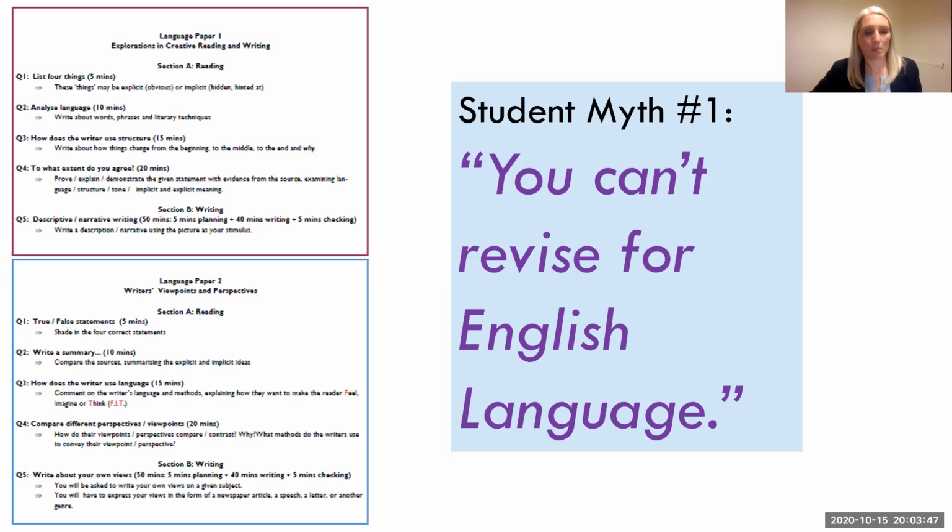And then in section B, the student themselves become the writer and they write a piece from their own perspective, giving their own viewpoint. The slight added difficulty with paper 2 is that you're dealing with 2 texts rather than just the one. So there's that comparative element in there, and timing issues around the reading and things like that.